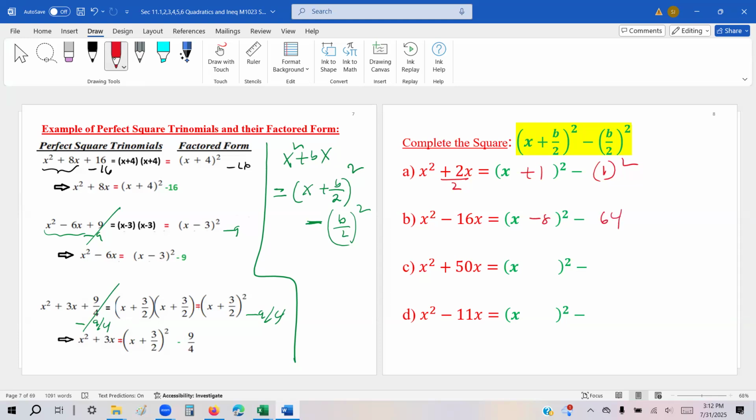Perfect. Half of -16 is -8, goes inside the parentheses. And -8 squared is 64, goes outside the parentheses. You always have to subtract, okay? It doesn't matter what sign you have here, you always have to subtract. Why? Because of this.